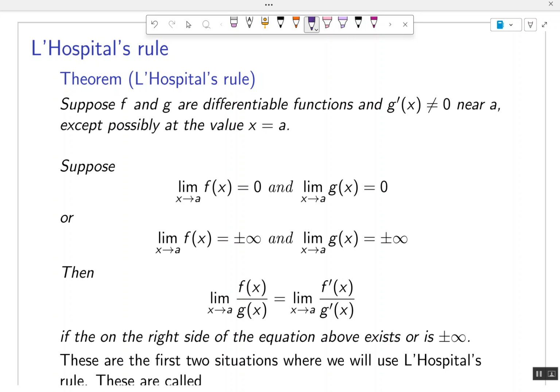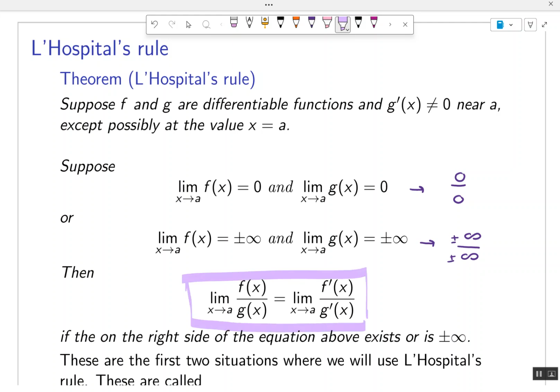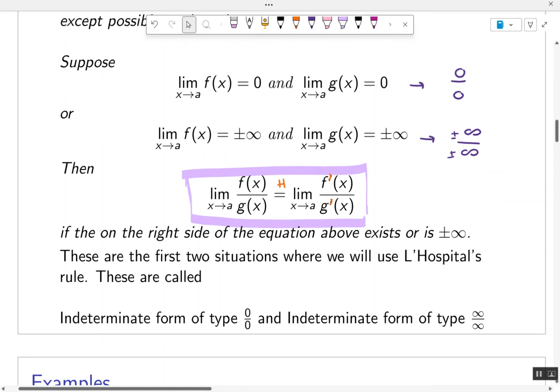So if we have a form that gives me 0 over 0 or infinity over infinity, and these can be positive or negative, then we can use L'Hôpital's rule, which says the limit of this quotient here on the left is the same, by L'Hôpital's rule, as the limit of the quotient of the derivatives. So we have an indeterminate form of the type 0 over 0 or of the type infinity over infinity.